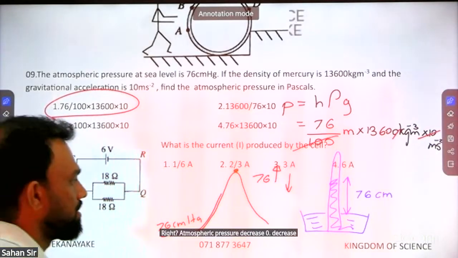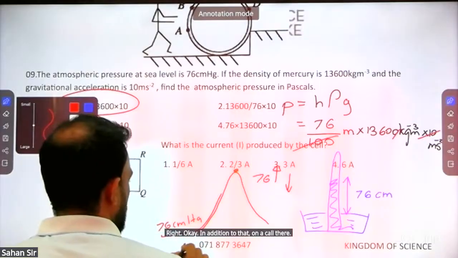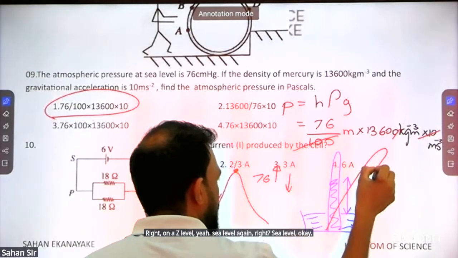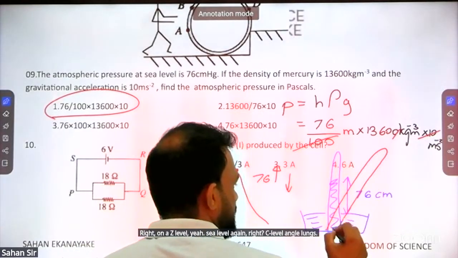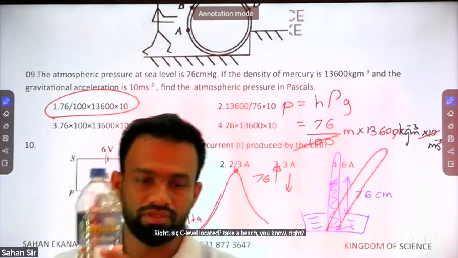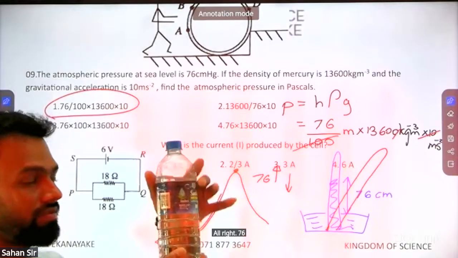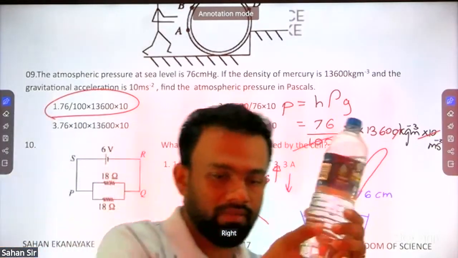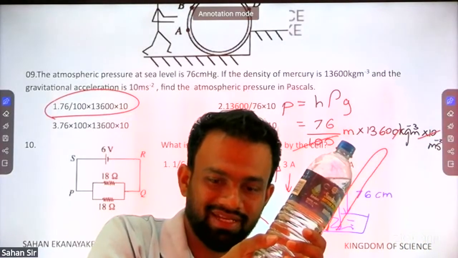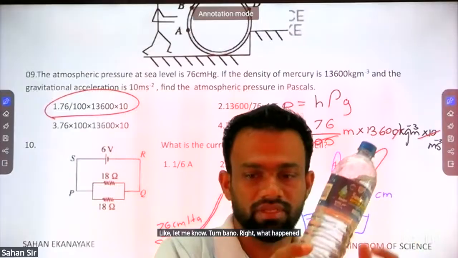Right. In addition to that, on a sea level එකේ, right? Sea level එකේ මේක මේ විදිහට angle වුණොත්. Right. Sea level එකේදී ocean කැලල beach යනවා, right? 76 centimeters තියෙන mercury column එකේ height එක. මේක මේ විදිහට turn වෙනවා, bend වෙනවා. නැමෙනවා. turn වෙනවා. Right? What happened to the 76 centimeters?